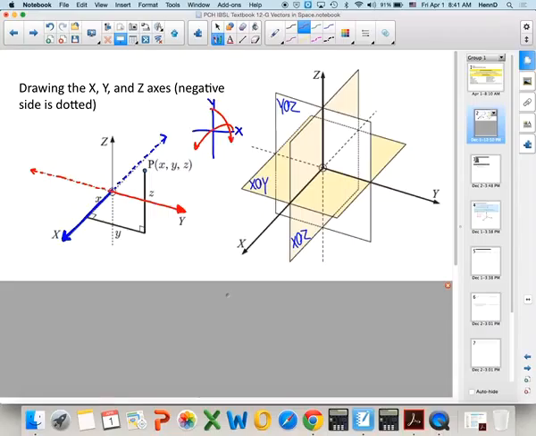Then we have the z-axis. The z-axis, our third dimension, adds that element of depth to the situation. Okay? Now the z is kind of easy to remember because up is positive and down is negative.